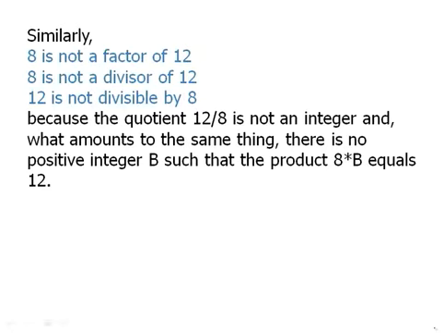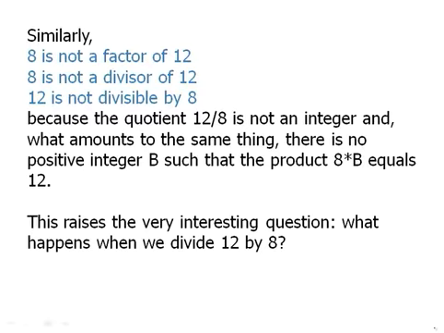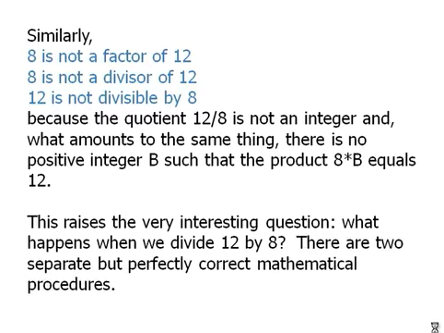Similarly, 8 is not a factor of 12, 8 is not a divisor of 12, and 12 is not divisible by 8 because the quotient, 12 divided by 8, is not an integer. And what amounts to the same thing, there is no positive integer b such that the product, 8 times b, would exactly equal 12. This raises the interesting question, what happens when we divide 12 by 8?